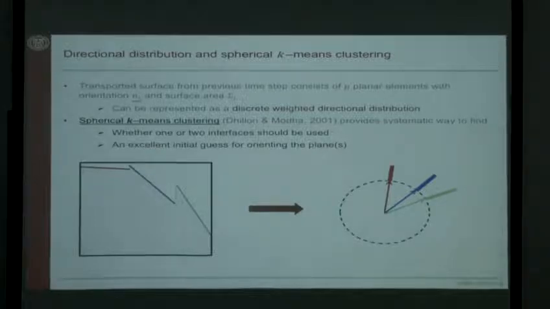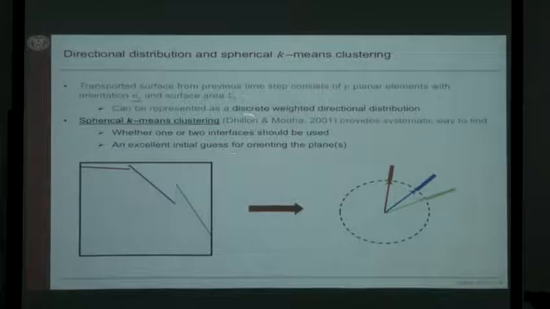You have, at the previous time step, a reconstructed interface. You transport it forward in time. Now what you have in a given cell is little chunks of surfaces. So you have information about surface area, orientation in each of your cells, and neighboring cells as well. So you have essentially planar elements with a given orientation and an assigned surface area. That's what gets transported into your cell.